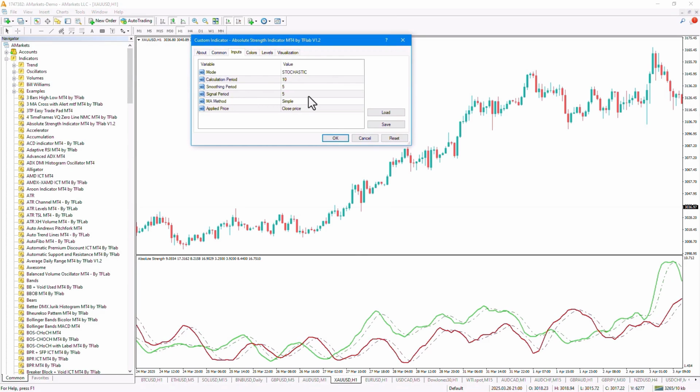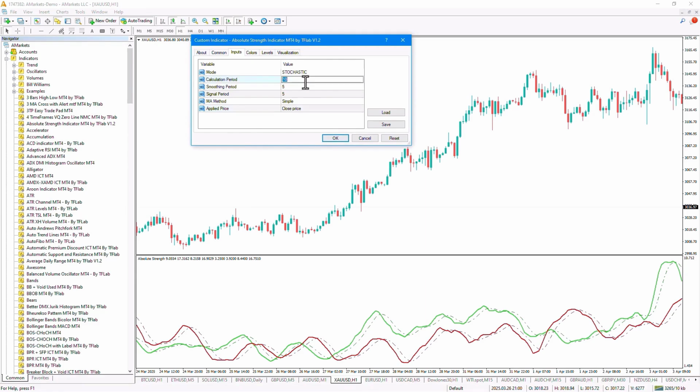We can also use smoothing for the signal line, where we can set its period here. In the next section, we can choose the type of smoothing calculation, where the moving average method is available. And it includes 4 modes: simple, exponential, smoothed, and linear weighted. By default, it is set to the simple mode. And in the last section, we can determine the type of calculation, which by default is set to the closing price. You can choose other options, such as opening price, highest price, lowest price, and other options here.